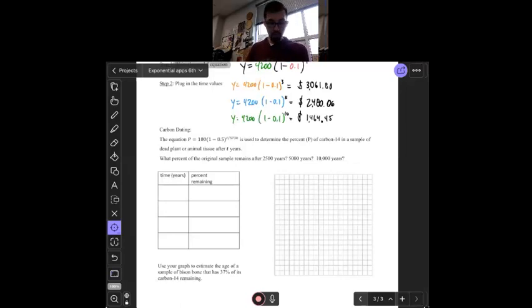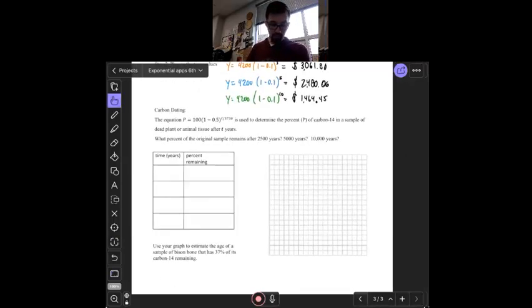So the real goal of this problem, though, is to be able to do this down here. That's our end goal, to be able to figure out how old this bison bone we found was. But to do that, we're going to need to collect some data. We're going to need to make a graph, and then we're going to use our graph to answer this question. So in order to make a graph, we need some points. So that's what we're going to do here first.